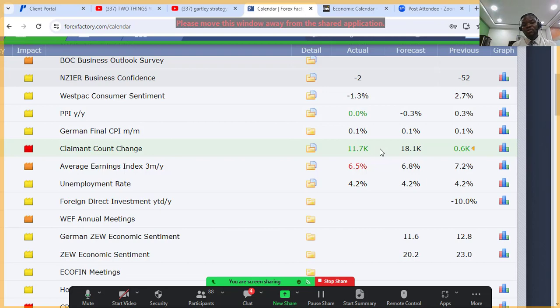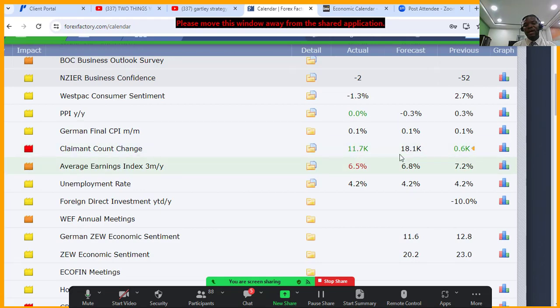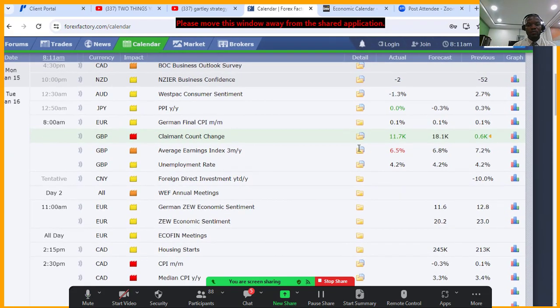You see? So look here, the value came out as 11,700. So this value is far less than the forecast value. So if it is lower, then it's good. Of course, that's why it's on green color, right?